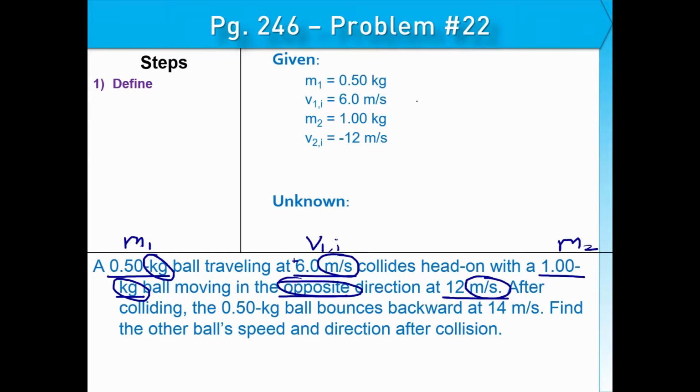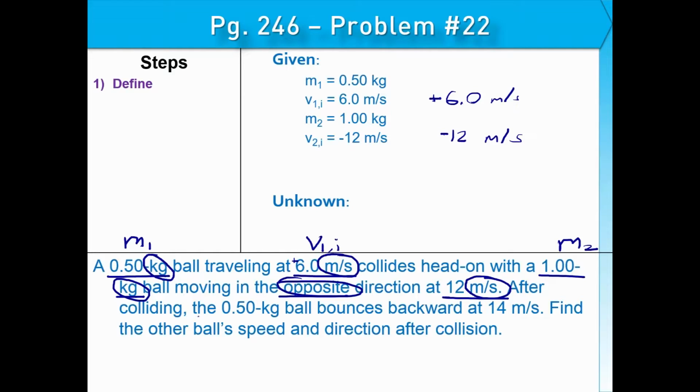Now, it won't really matter if you make this 6 a negative, like negative 6.0 meters per second, and this 12 a positive 12 meters per second. It won't really matter as long as they have the opposite sign and you're consistent throughout the problem. But for our case, we're going to let this be positive, and we're going to let this 12 continue to be negative.